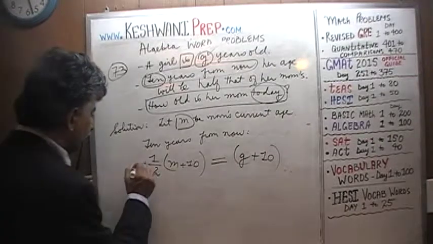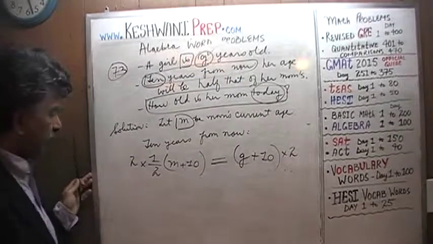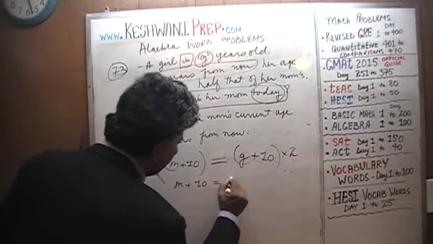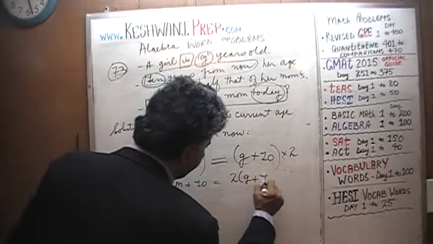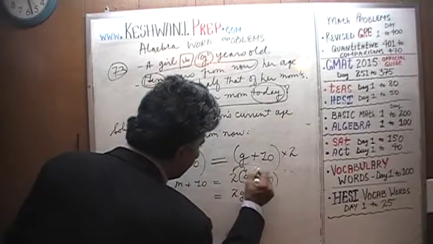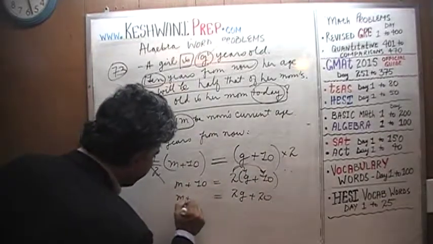By multiplying both sides of the equation by 2. Multiply this side of the equation by 2. Multiply that side of the equation by 2. And now the 2 goes away. And we end up with m plus 10 equals 2 times g plus 10. Open the parentheses. We get 2g plus 20. And here we have m plus 10.